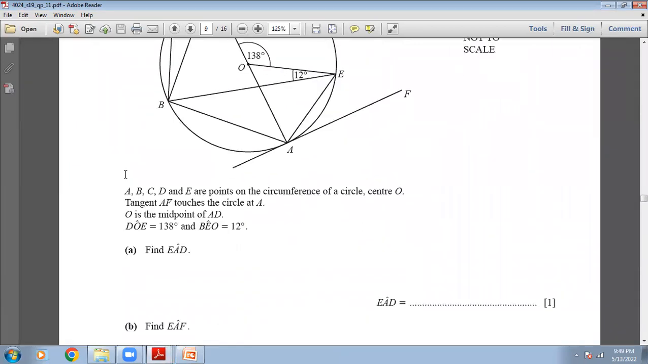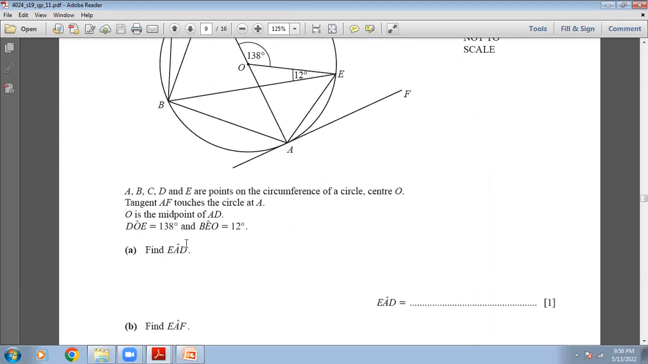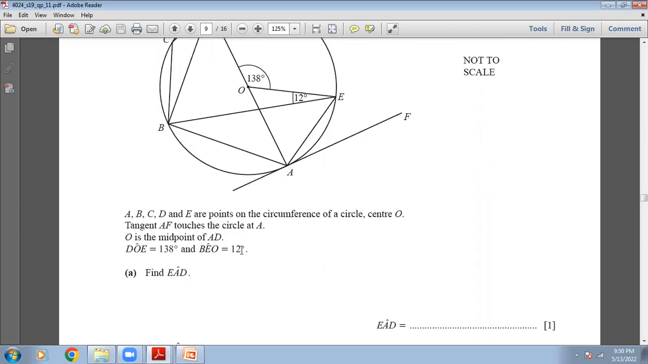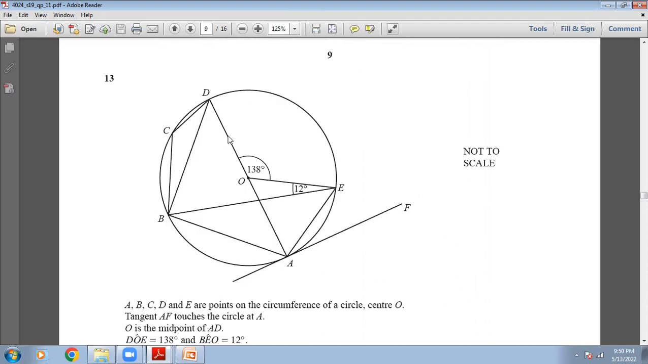He says A, B, C, D, and E are the points on the circumference of a circle center O, and the tangent AF. This is the tangent, and this is the radius at the point of tangency. He says F touches the circle at A, O is the midpoint of AD. This is the midpoint, so that means this is a diameter. They want us to find out DOE. DOE is this angle, 138. BEO is 12 degrees. The first question they are asking is EAD. They want this angle to be found.